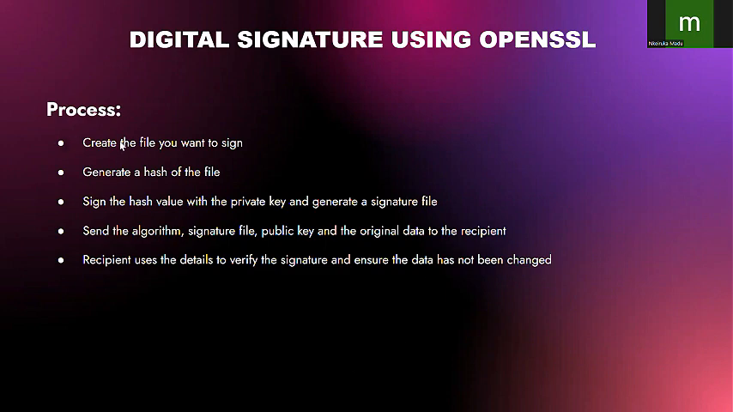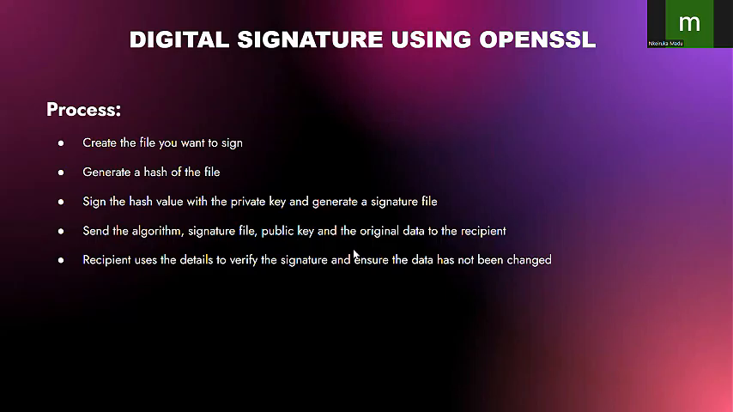So some people will start with the original data they have here. They will encrypt the data even before they generate the hash of the data. So when you are sending to the person, what you are sending is the encrypted file. When the person receives the encrypted file, they will receive the public key, which anybody can have, the signature file, the algorithm that you use for your encryption, and the algorithm you use for your hashing. You will send all that to the person, and then the recipient will use the details that you've sent to verify the signature and ensure that the data has not been changed.